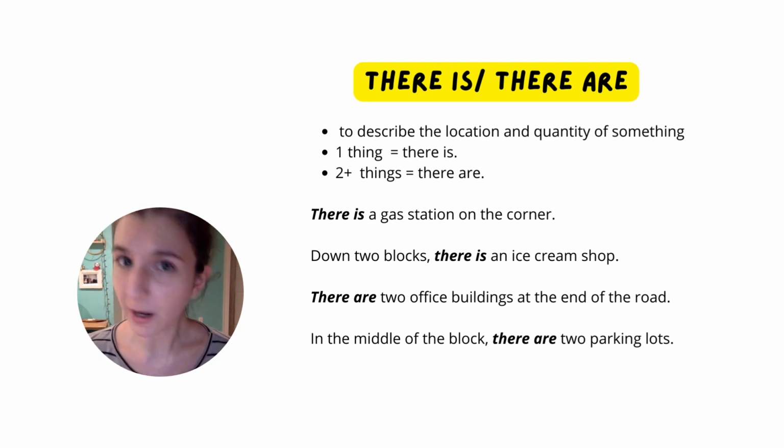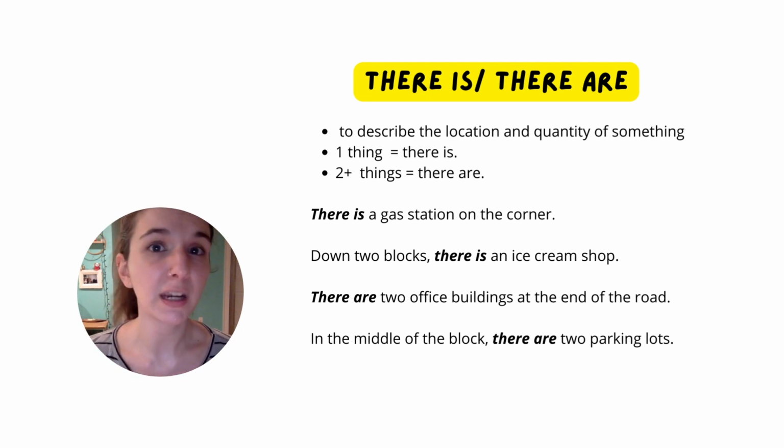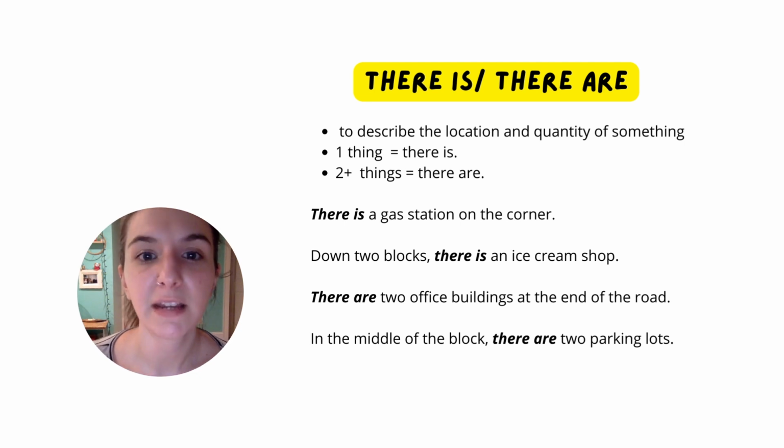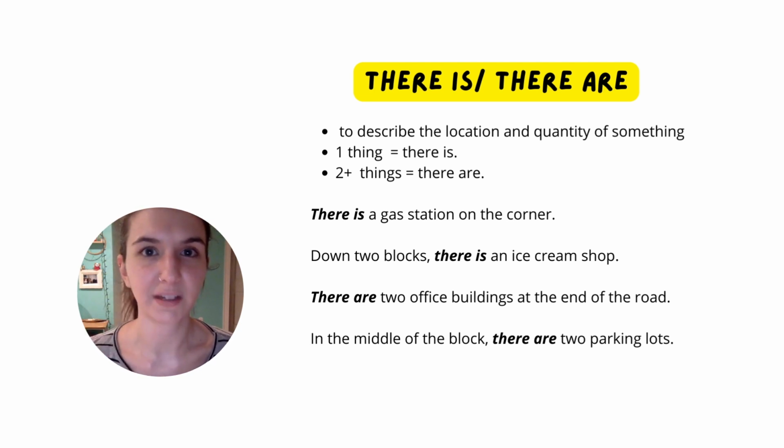When we're only talking about one thing, we use there is. When we're talking about more than one thing, we use there are. Let's look at some example sentences. There is a gas station on the corner. One gas station. Down 2 blocks, there is an ice cream shop.